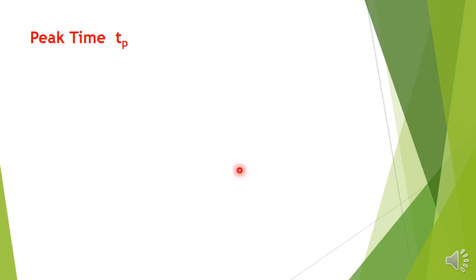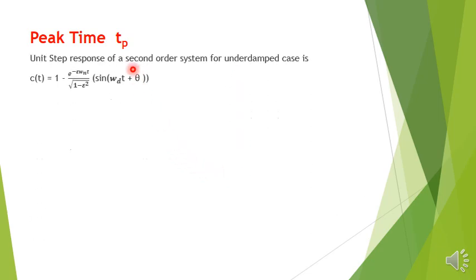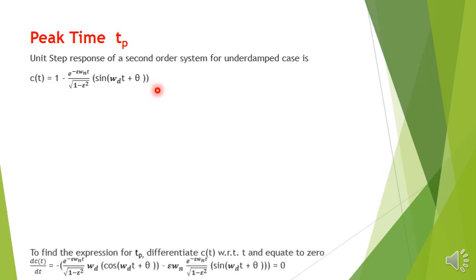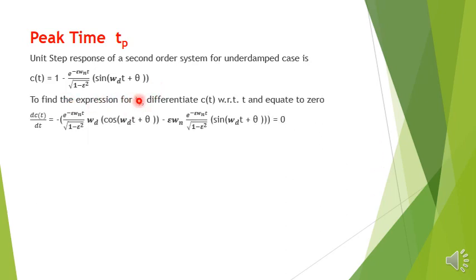Next, peak time. What is the peak time? It is the time taken by the response to reach the maximum value. Now we will consider the unit step response of a second order system, the same as this. To find the expression for Tp, differentiate C of t with respect to t and equate to 0, because according to mathematics, a function y is maximum at a value x that can be calculated by differentiating it: dy by dx equal to 0. Similarly, dC of t by dt equal to 0.